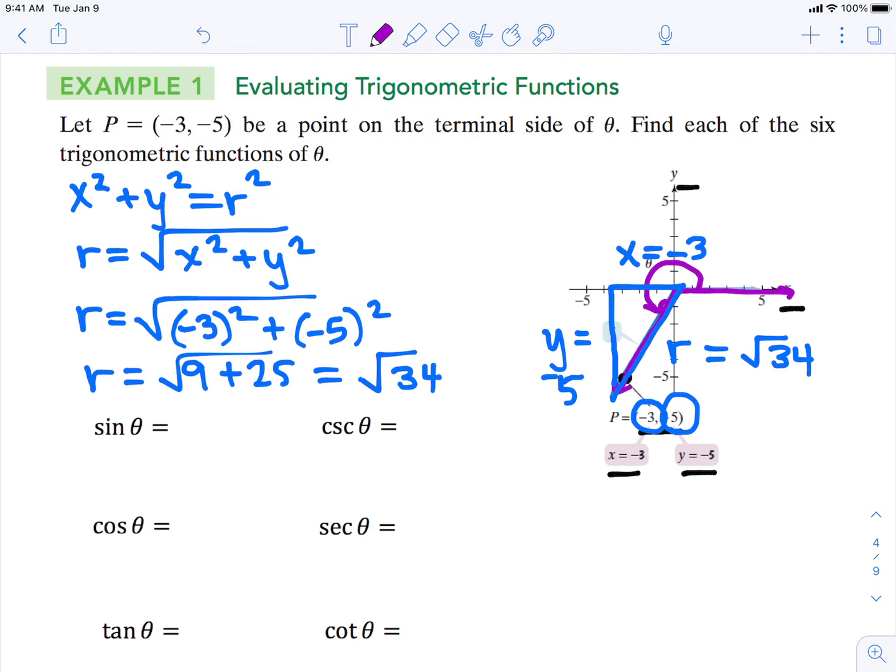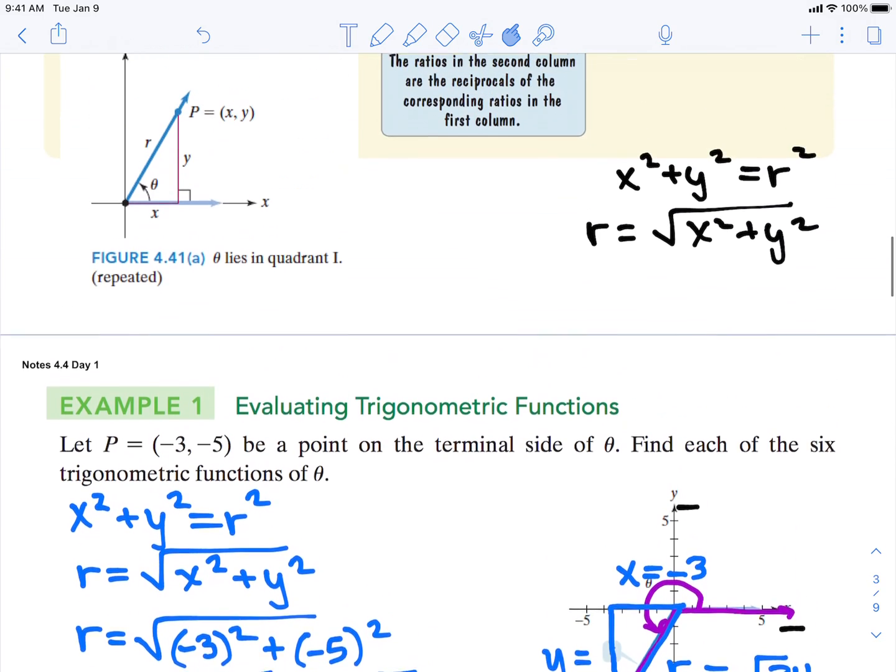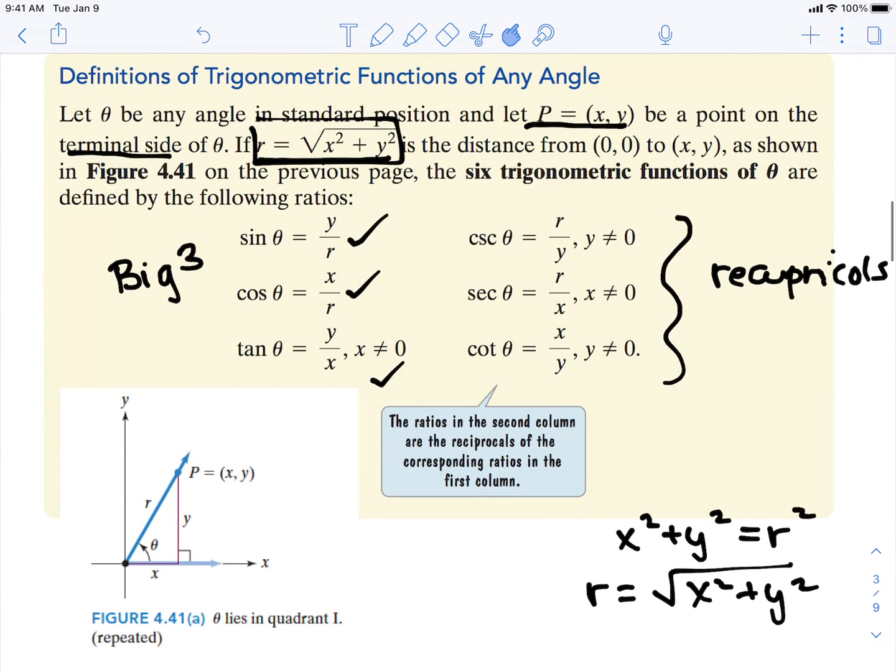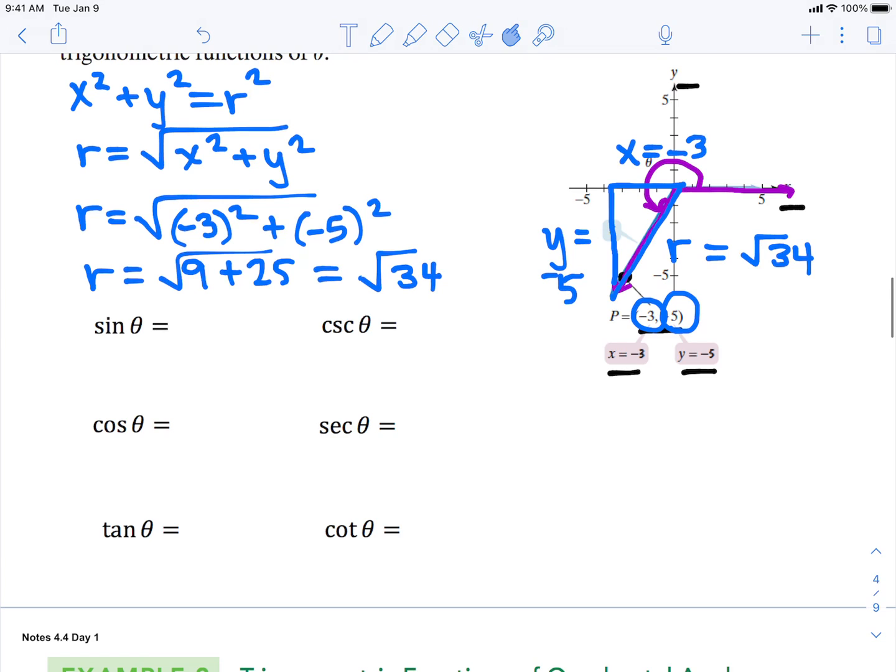Now we're ready to use our trig ratios. From the previous slide, we're going to use these big three first, and then we'll do the inverses. So the sine is y over r, -5 over square root of 34. We do need to rationalize that. So we're going to get -5 square roots of 34 over 34.